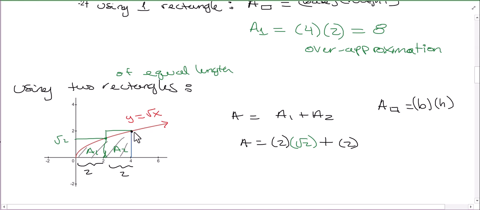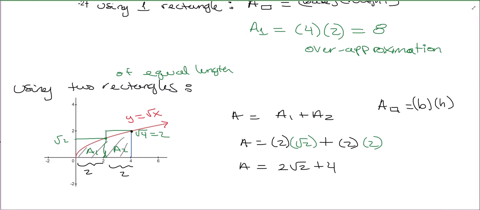This is still 2, right? When x is 4, that gives us the square root of 4, which is 2, so it'll be times 2. And so this gives us now the area. So I'm going to have 2 root 2 plus 4. Notice that it's smaller now than 8, but it's still an over approximation because I still have this area above the curve. So I'm still getting an over approximation.